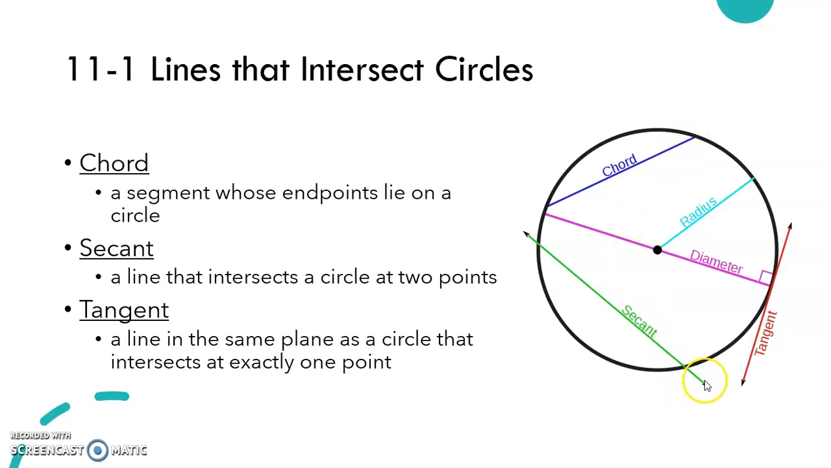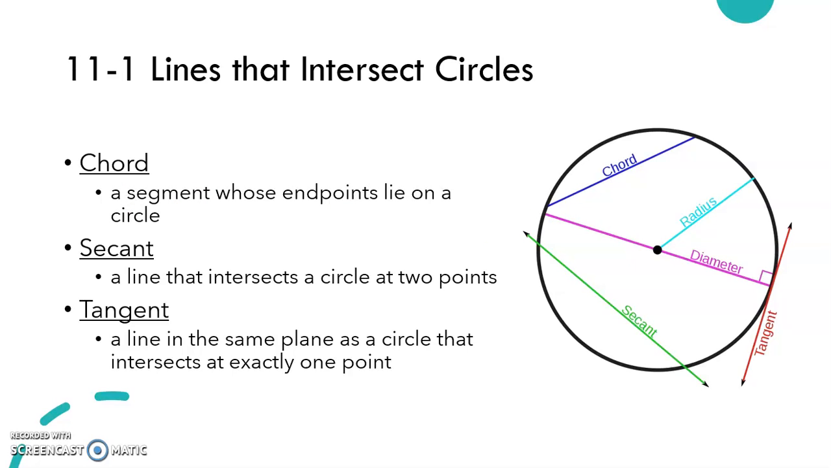Secants, which are lines that intersect the circle in 2 points, and tangents, which is a line that touches the circle at exactly 1 point. That point is known as the point of tangency, and tangents are actually perpendicular to any diameter or radius for the circle. Okay, so we're going to practice with using these new terms. And one other side note for you is that this diameter is also a chord because it does fit the definition. It's a segment that has 2 endpoints that lie on the circle.